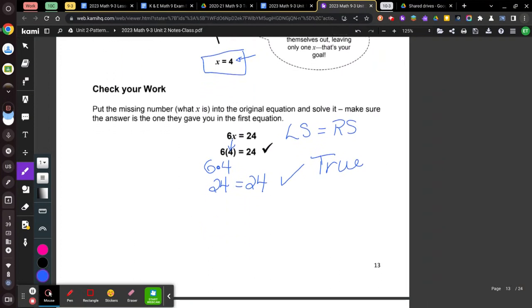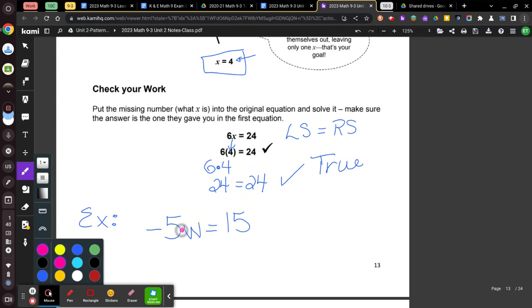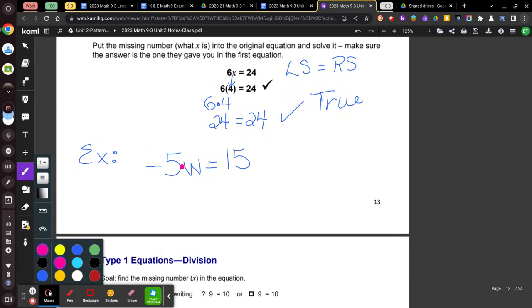Here is another example of that. What if the number is negative? So you could have negative 5w equals 15. Okay, so we get negative 5w equals 15. So again, when they're sitting side by side, this means multiply. So the opposite is to divide. So to get rid of my 5, I'm going to divide both sides by that negative 5.